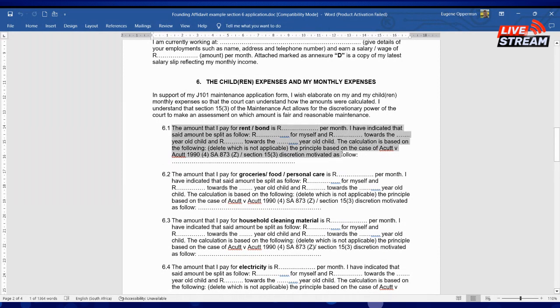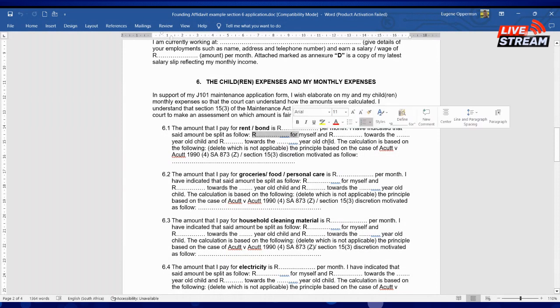Let's just go through the first one. Now, these are all the same. You can simply copy and paste these as it runs through, as you've mentioned it in your application form or your supplementary Excel spreadsheet. The amount that I pay, you state this under oath, to say that the amount that I pay for the bond or rent is so much per month. I've indicated that said amount must be split as follows: so much towards myself and so much towards the 6-year-old, or whatever the child, and so much to the other child.